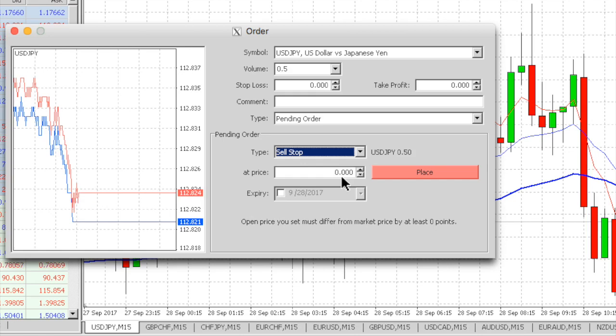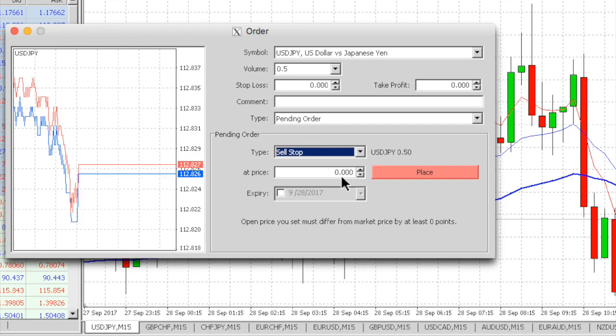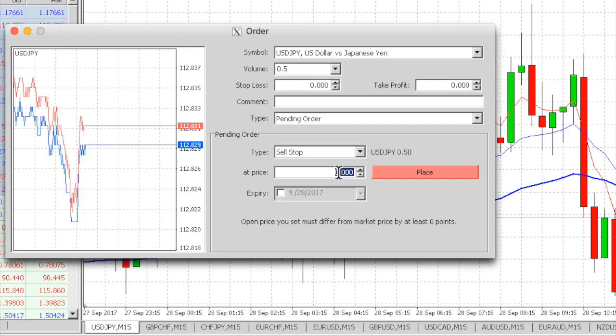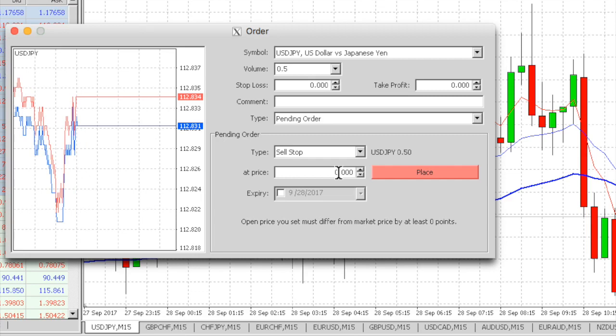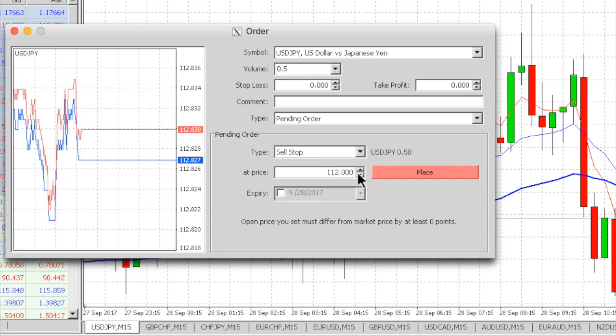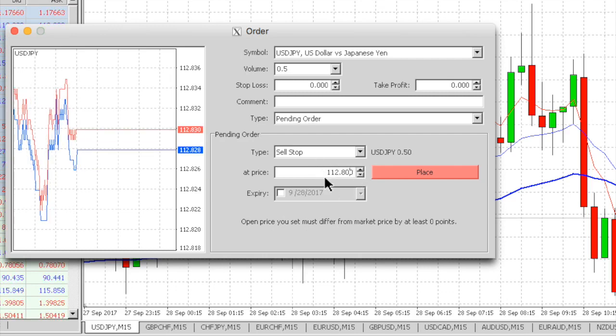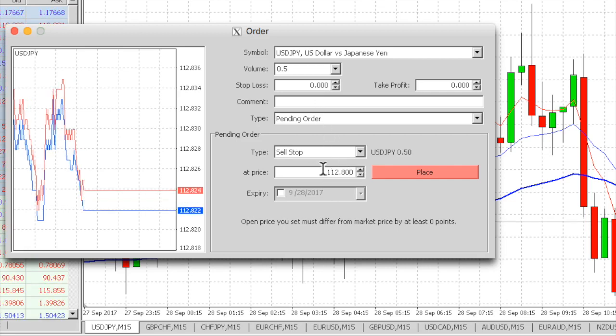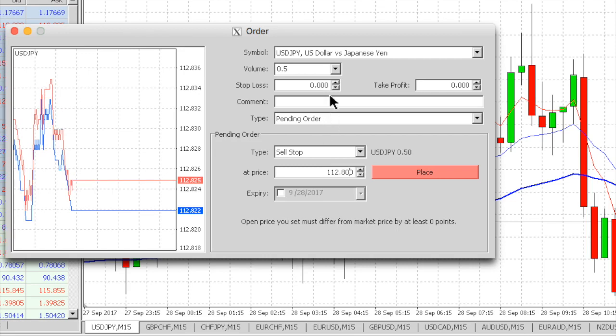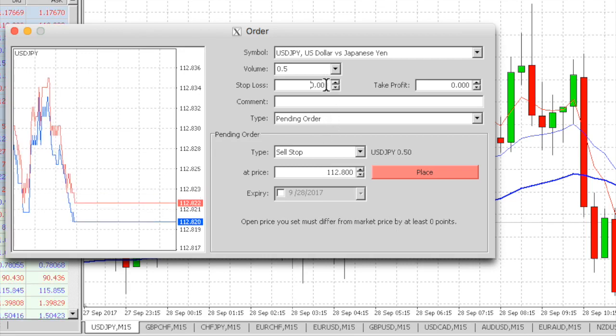Depending on the price action and the strategy, you're going to learn it in the next lesson. Let's imagine I want to sell at 112.80, for example. That's my entry price. Now I'm going to place a stop loss. The stop loss must always be placed above the entry price. Say my stop loss is 10 pips above, so the stop loss would be at 112.90.